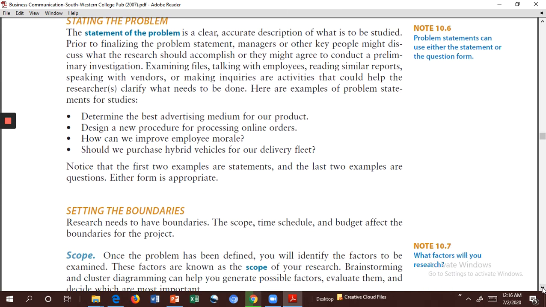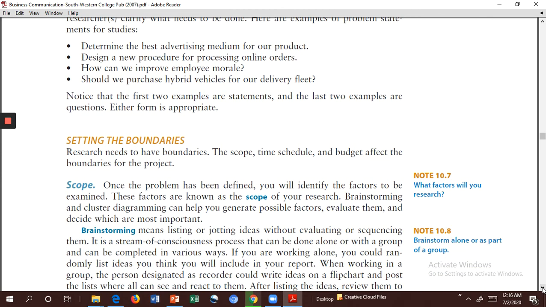Okay. Then comes setting the boundaries. Research needs to have boundaries. The scope, time, schedule, budget affect the boundaries for the project. So that means the scope: to what extent you are going to cover the topic. For example, you have to find out the reasons, right, for the decline in sales. Okay, fine.